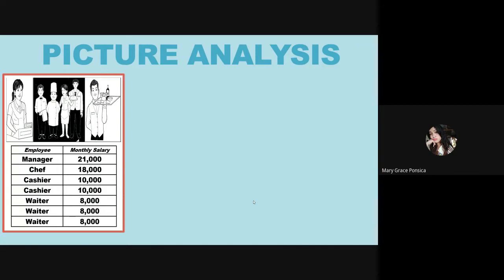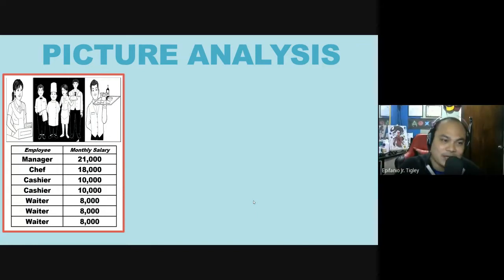About probably a restaurant, right? It's about a restaurant probably. What about the restaurant? What do you see on the table? The salary, sir. The salary, and also what? The different employees. So we have here a manager, a chef, the 2 cashiers, and the 3 waiters, and their corresponding monthly salaries.